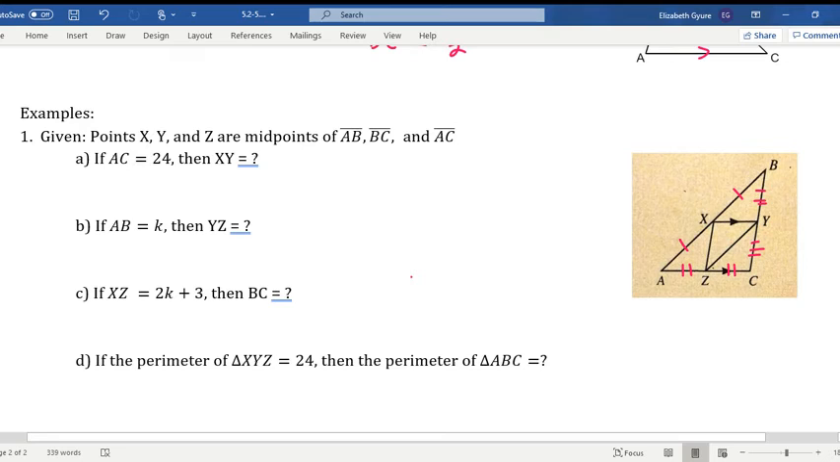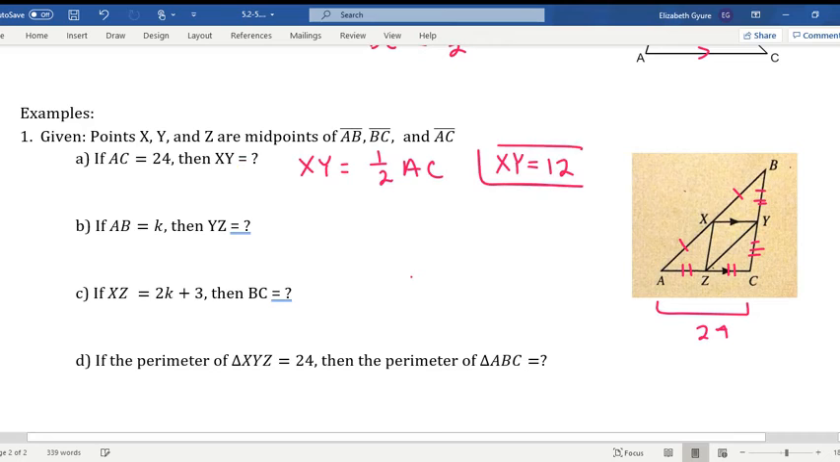If the measure of AC equals 24, it wants you to find the measure of XY. We just saw a theorem about that. Any ideas? Julia? How's it 12? Exactly, yeah. The measure of XY is just equal to half the measure of AC. So that is going to have to be 12. Good.